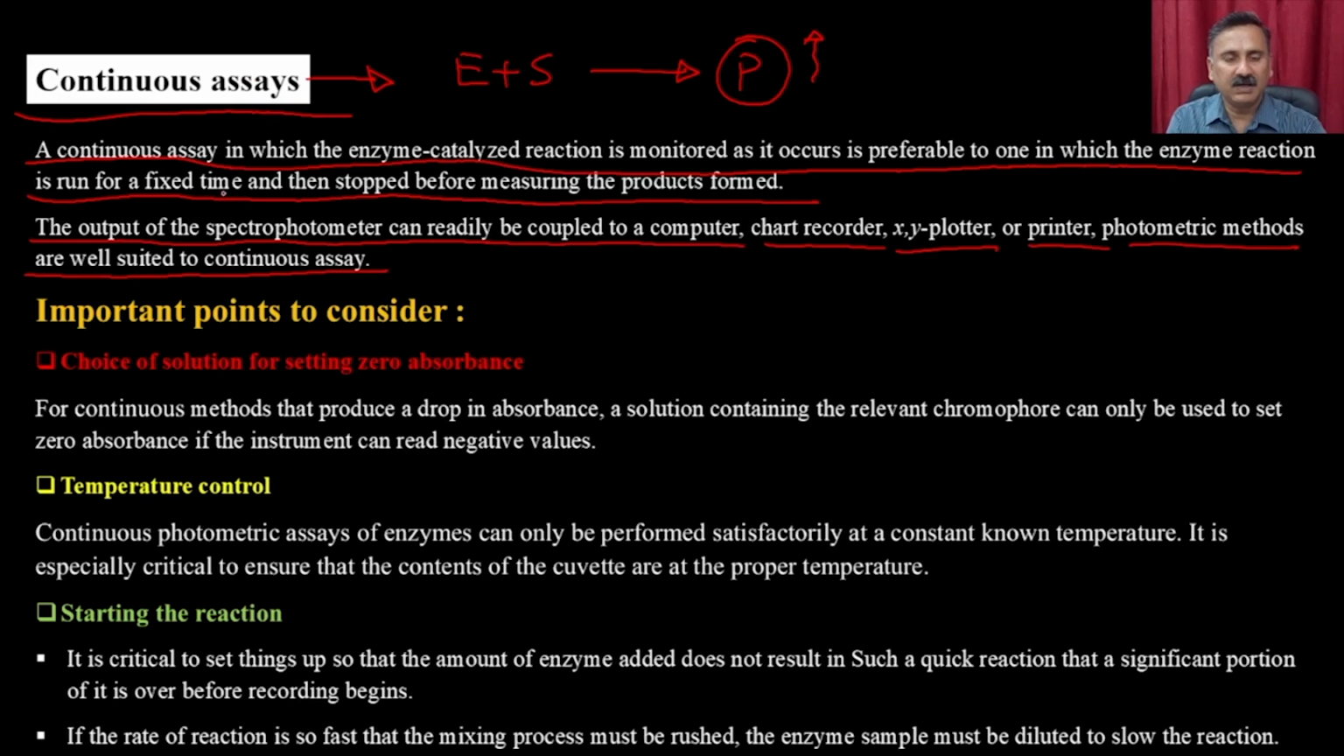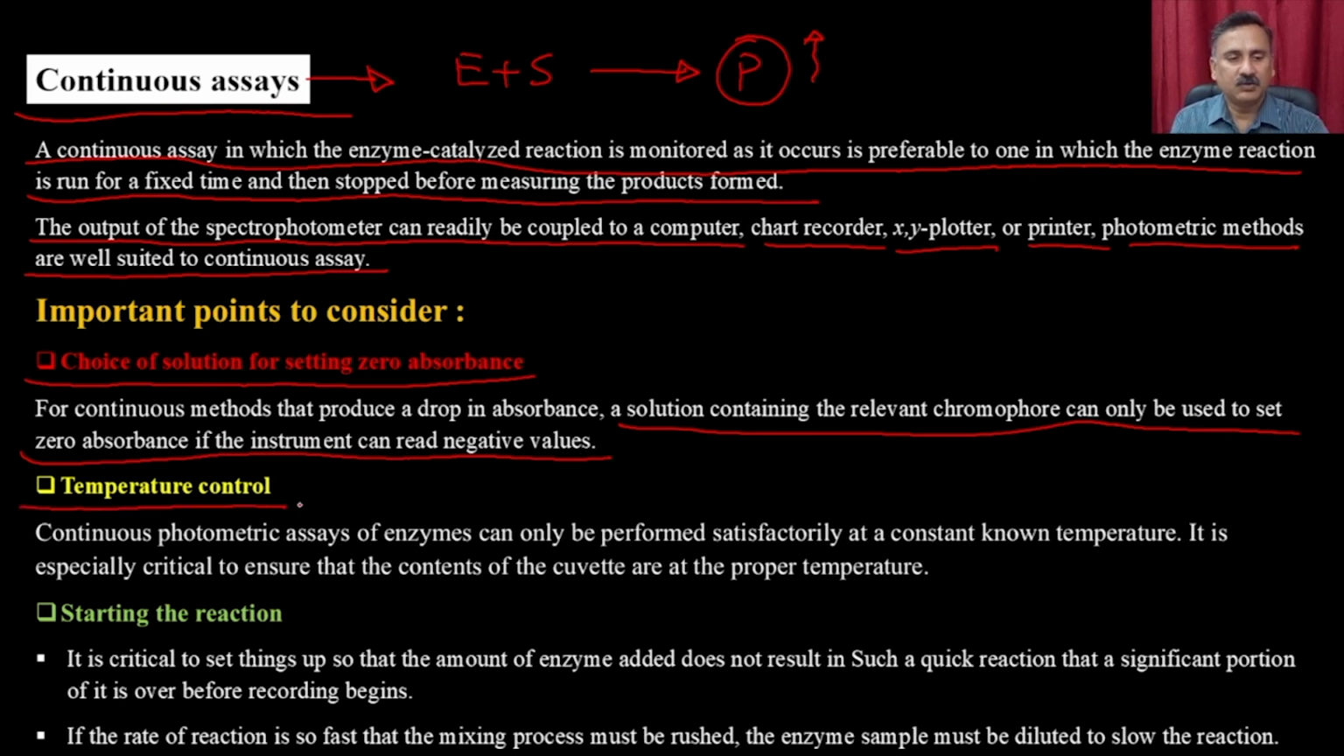But before you set up the continuous assay, you have to consider the following points. First, the choice of solution for setting the zero absorbance. For continuous systems that produce a drop in absorbance, a solution containing the relevant chromophore can also be used to set the zero absorbance if the instrument can read negative values.